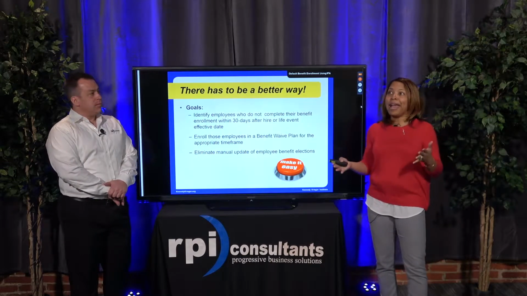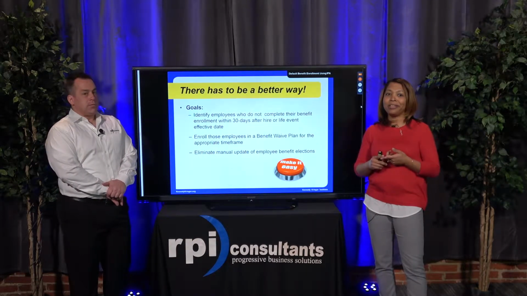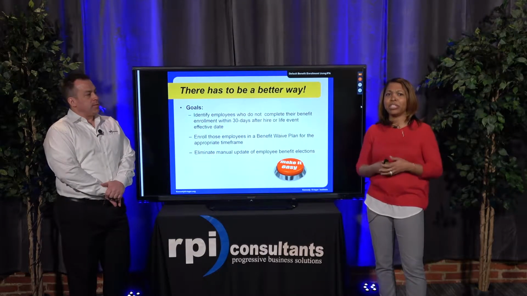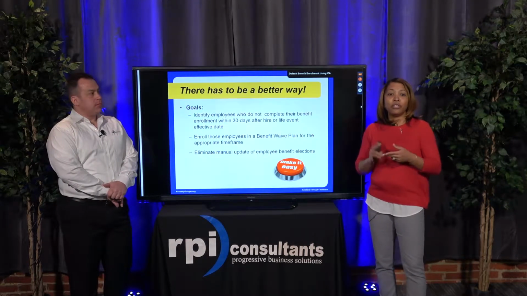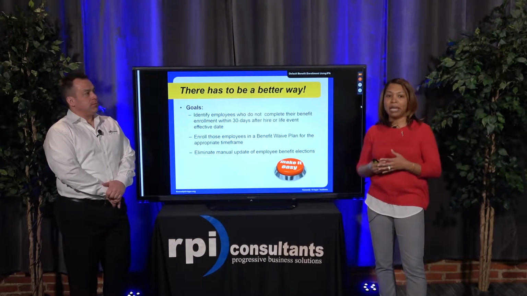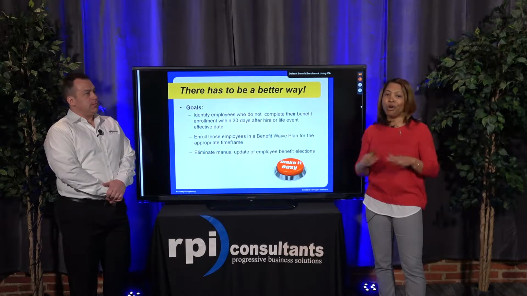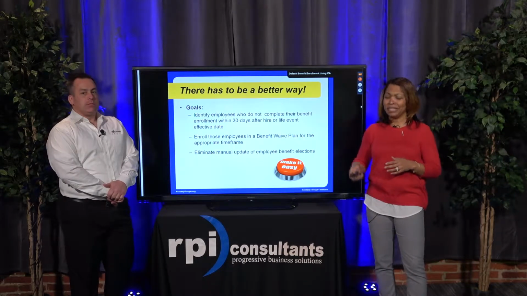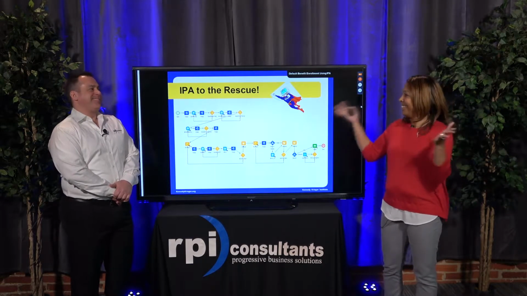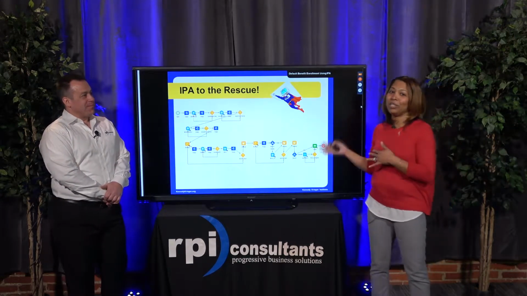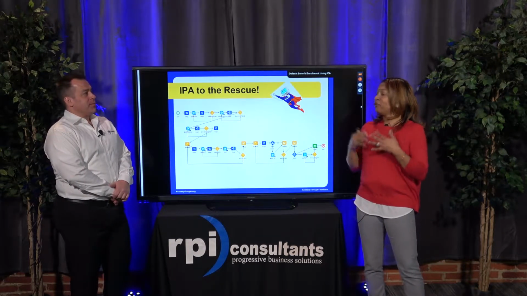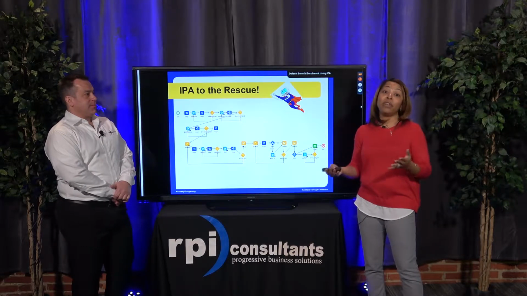So our better way, as we outlined it, was one, to identify those employees without doing reporting and reconciliation in Excel. Two, we wanted to enroll those employees into that plan, and we wanted to make it automatic. No more manual update of those employee benefits. So in came Jeff House, and he helped us deliver this solution, which was using IPA and the resources that we have to help us reach our goal.